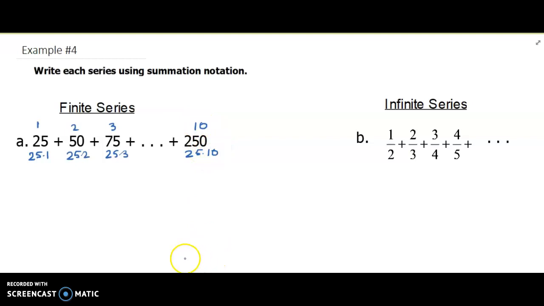So if we wanted to sum all these, we'd write it in summation notation. We'd write our sigma, and our i equals, going from the first one to the 10th one, and our rule would be 25i. And that's all we have to do there.